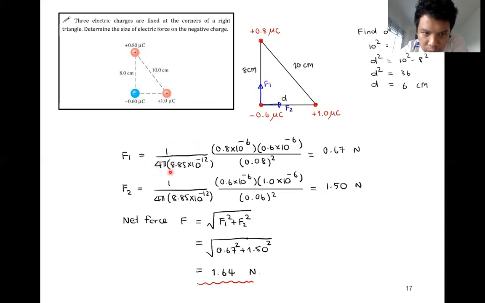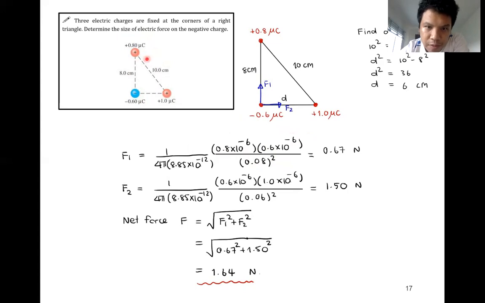So 1/4 pi epsilon 0, and we substitute Q1 and Q2. For F1, you can see the charge from the one up is 0.8, and the charge from the negative charge is 0.6, times 10 to the minus 6, and then we divide by the separation distance.